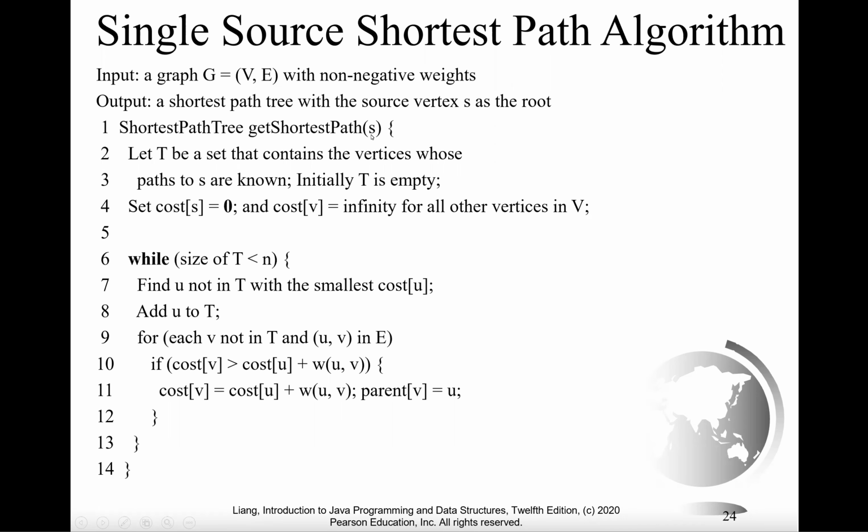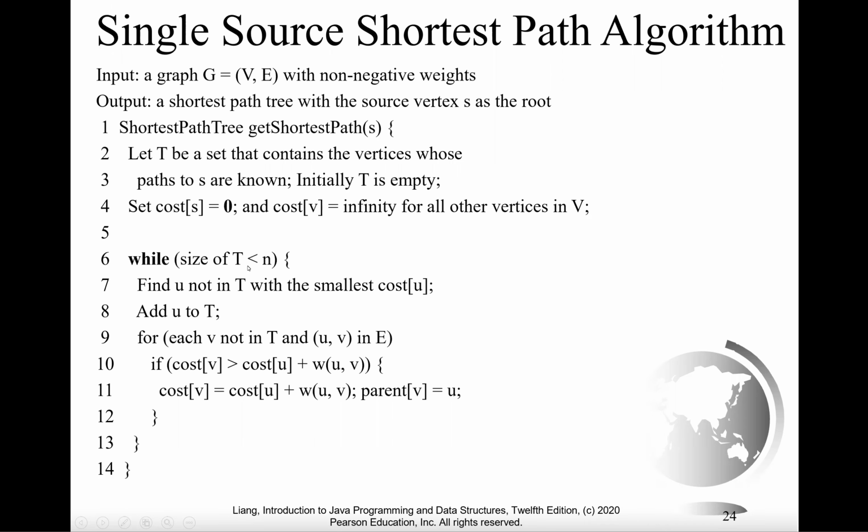We're going to start from a source vertex. Let T be a set that contains the vertices whose paths to the source S are discovered. So all these vertices, we know their path to the source is in T. Initially, T is empty. Set cost of S to 0, and the cost of V is infinity for all other vertices in V.